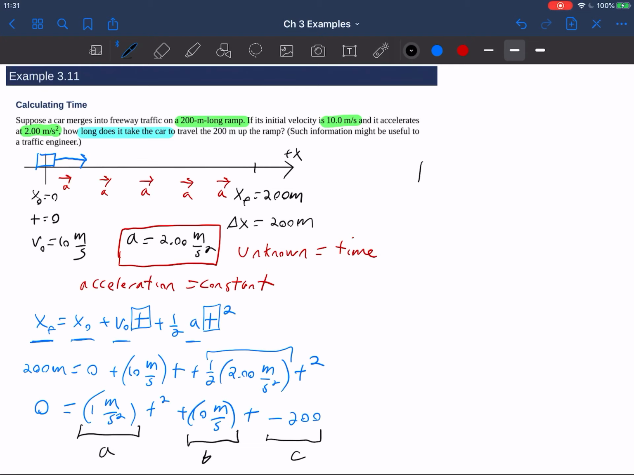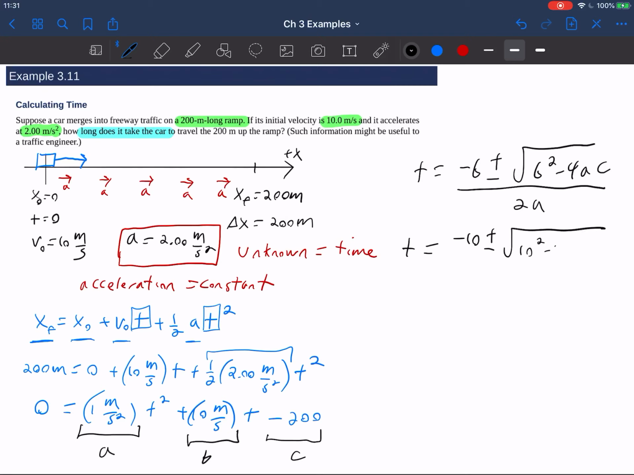And then we write down the quadratic formula. That is, t is going to be equal to negative b plus or minus the square root of b squared minus 4ac, all over 2a. Okay, so that's how we're going to solve this. I can now plug in. So t is equal to, my constant b is equal to 10, so this is negative 10 plus or minus the square root of 10 squared minus 4 times a, which is 1, times c, which is minus 200, all over 2 times a, which is 1.